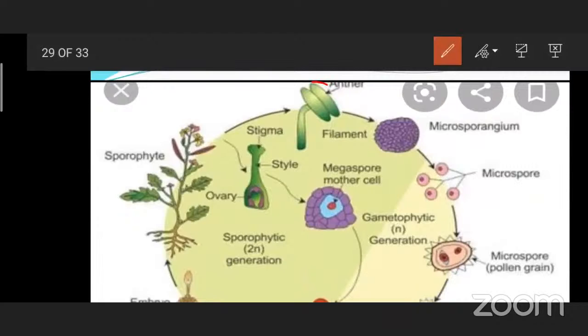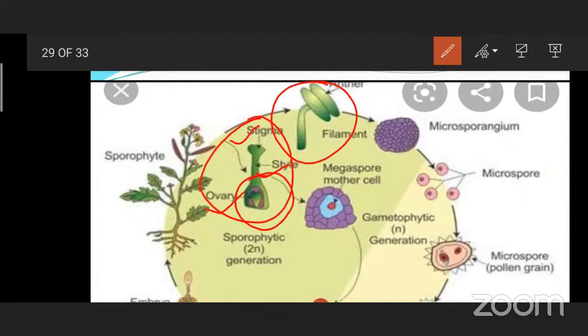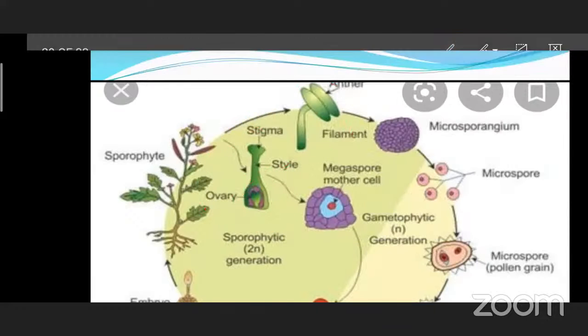See here, this is the male sex organ. In the anthers, following meiosis, pollen grains are produced. This is the female sex organ. The carpel consists of 3 parts: stigma, style, and ovary. The ovary encloses many ovules. Within the ovule is the highly reduced female gametophyte.